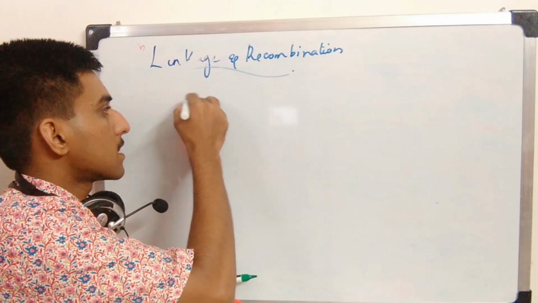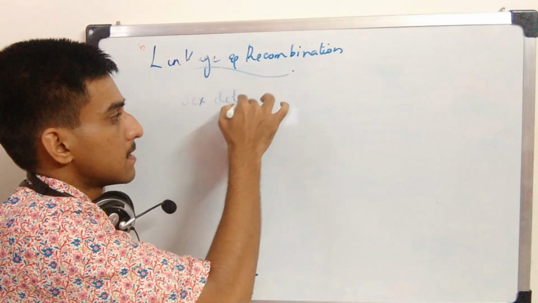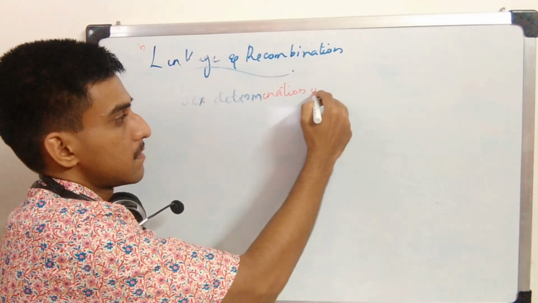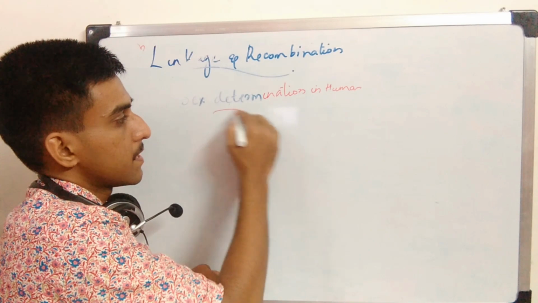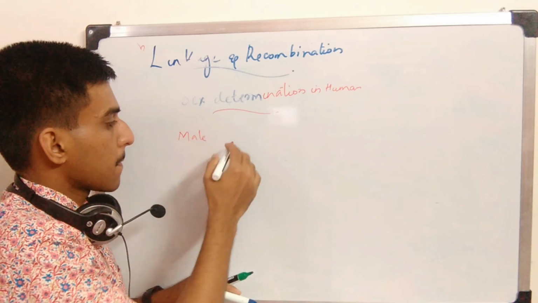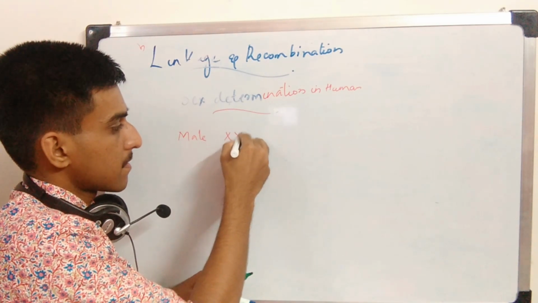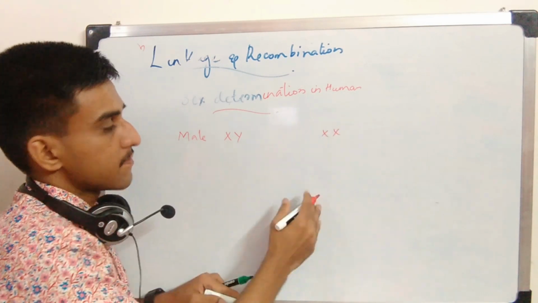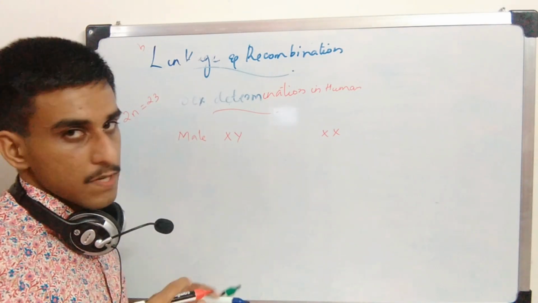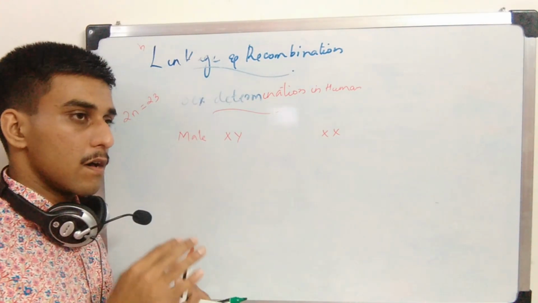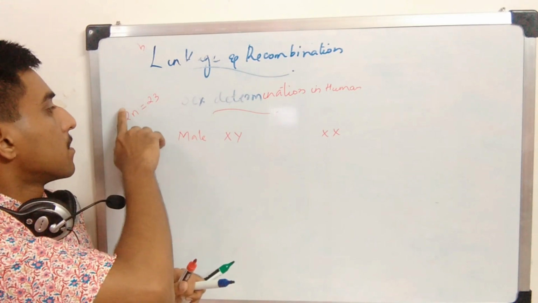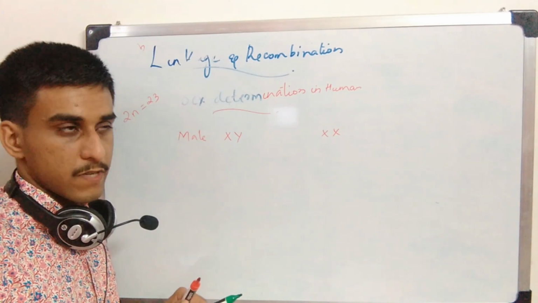So we are going to study the sex determination in human. A very easy topic. We know that in human beings, male has XY, female has XX. We know that human beings have a diploid number of 23 pairs of chromosomes, which contribute to about 46 chromosomes, right? Okay.